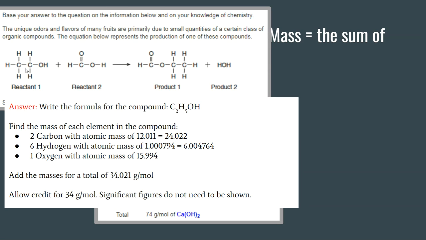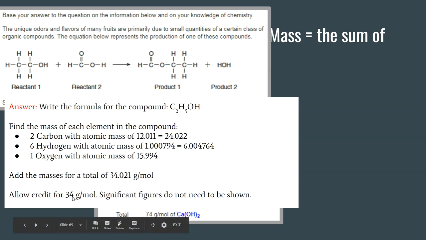Notice that there are 2 carbons present, 5 hydrogens connected to these carbons, 1 oxygen, and 1 hydrogen. So the formula would be C2H5OH. So we would need to find the mass of each element in the compound. If we do that, carbon has a mass of 12.011 grams per mole, and since there are 2 present, that would take us to 24. 6 hydrogens would give us an atomic mass total of 6.004764, and 1 oxygen present means an atomic mass of 15.994. Add up all the masses, we get a total mass of 34.021 grams per mole.